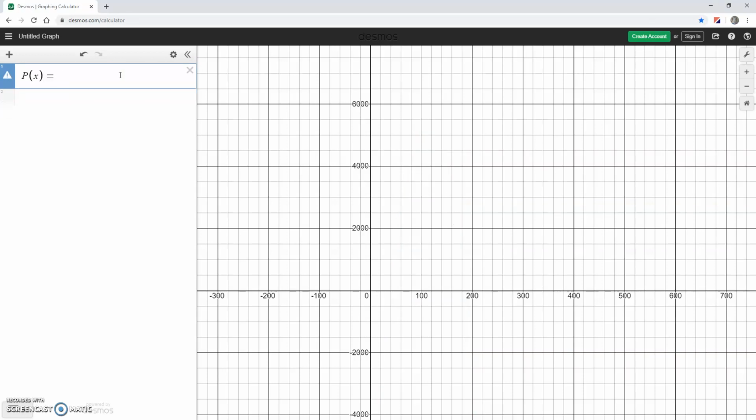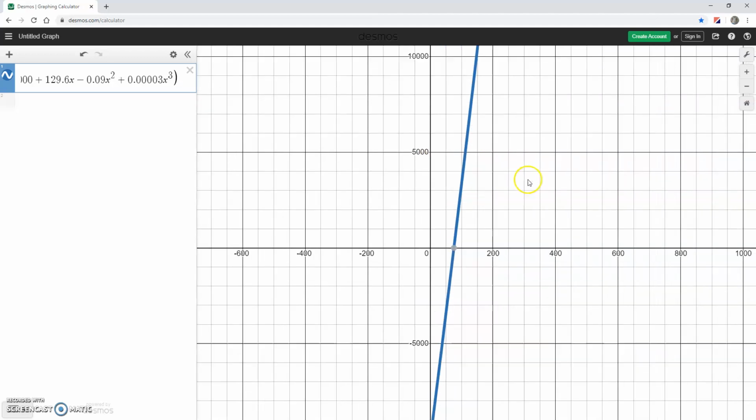So what we can do is type in that revenue function exactly as it's given to us. And then to make sure we're subtracting the entire cost function, we'll subtract and then open up a set of parentheses and type that cost function inside that set of parentheses. This way we're subtracting every single term in that cost function from our revenue function.